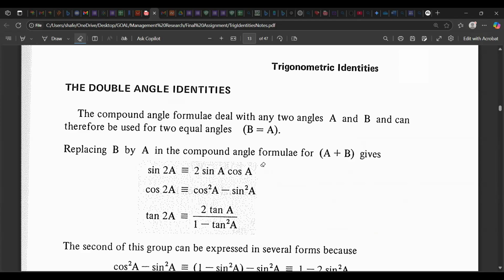So these three here. And what are we going to do with them? We're going to solve some equations that they can help us to solve, and we're going to even prove some identity, right?